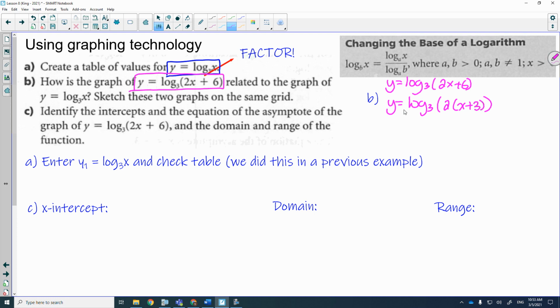A, I'm not going to bother with. It's a 1. This is my b parameter. So b is equal to 2. The next one is my h parameter. H is equal to -3. There is no k parameter, so they're not moving the graph up or down.